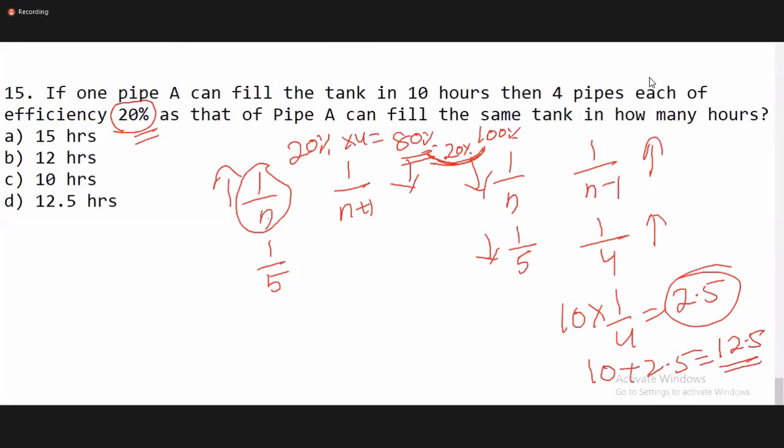Okay. Because one pipe is 20%, so four pipes together is 80%. Actually, it is 100%. How much decrease that value? 20%. When 20% decrease, the other value will increase by what? That's what I'm doing, Venkat.